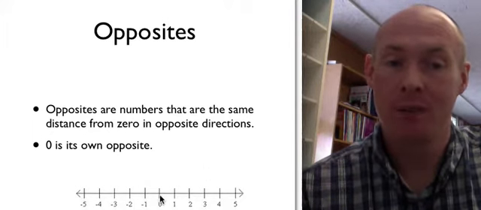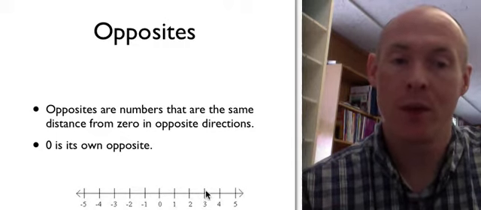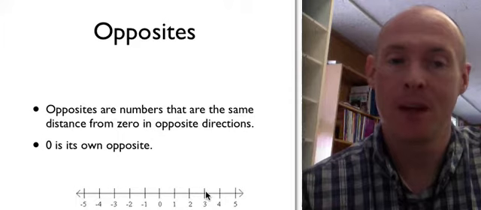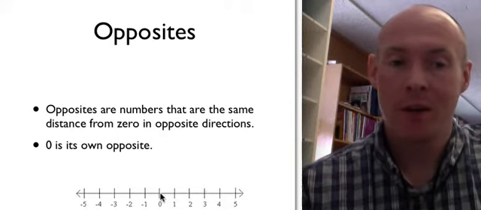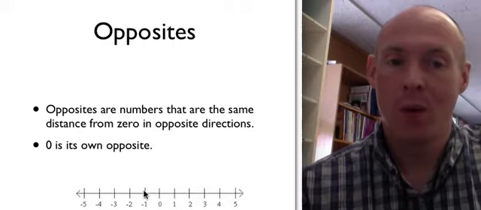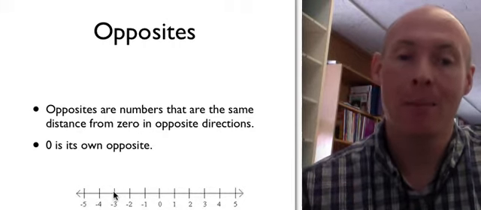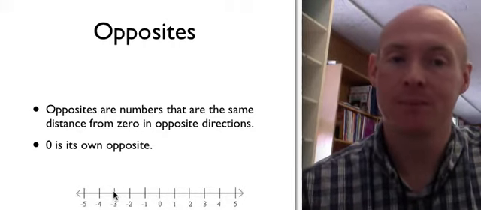So here's 0, and here is 3. Notice 3 is 1, 2, 3 spaces away from 0. What is 3's opposite? Well, start at 0 and go 3 the opposite direction. 1, 2, 3. The opposite is negative 3.